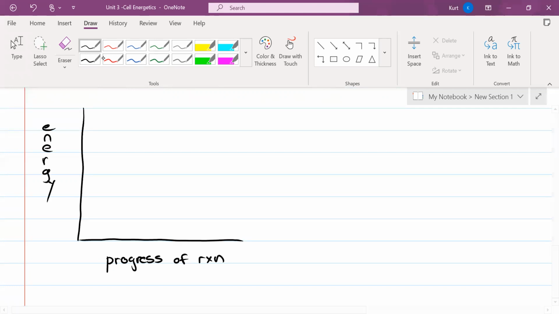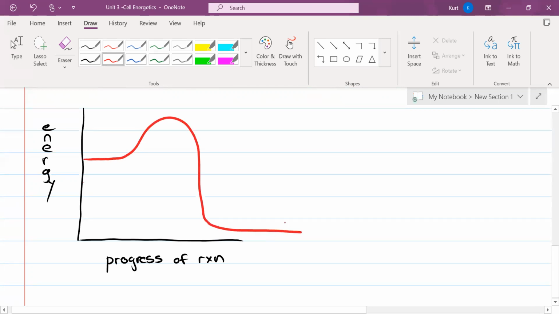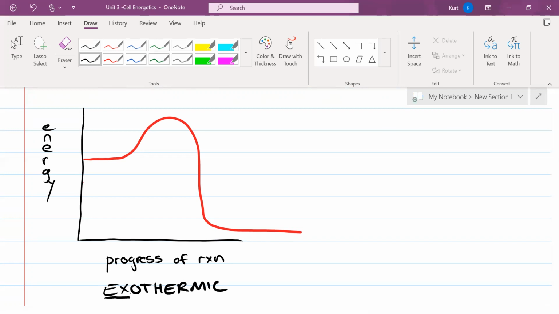All right, so the first graph, I want you to draw an energy curve like this. This is known as an exothermic reaction. Exothermic is energy being released. That's what exo means. We get our words exit or exoskeleton from the Latin prefix ex. These are your reactants. These are your products.